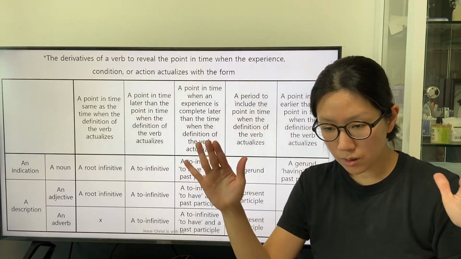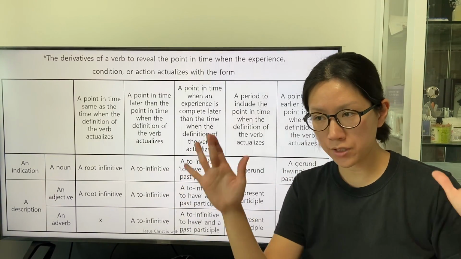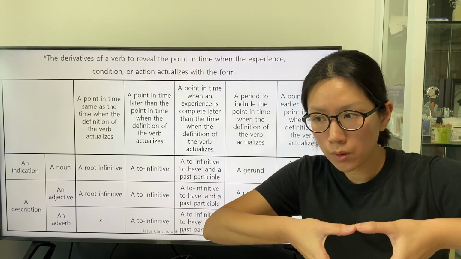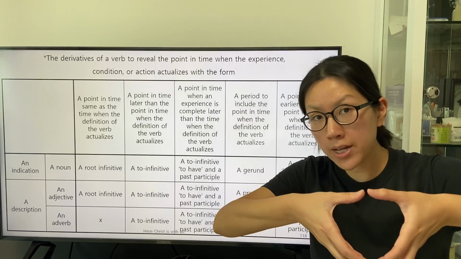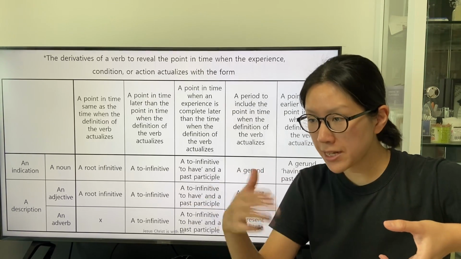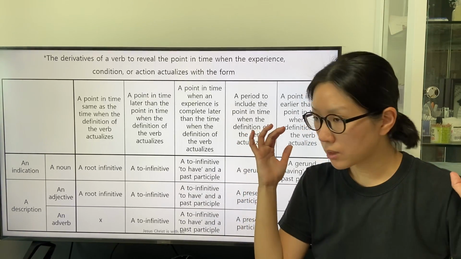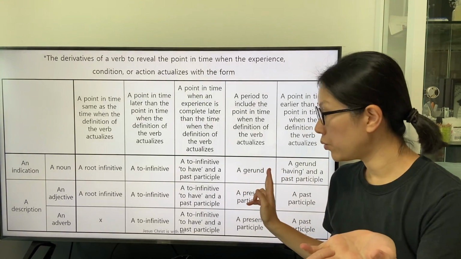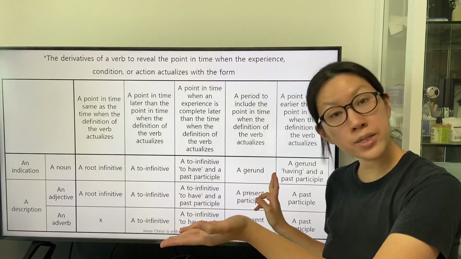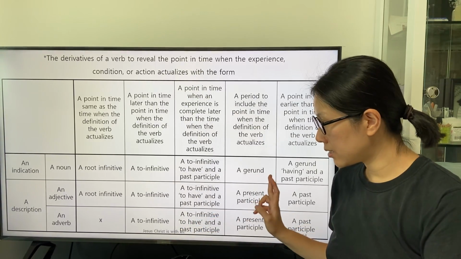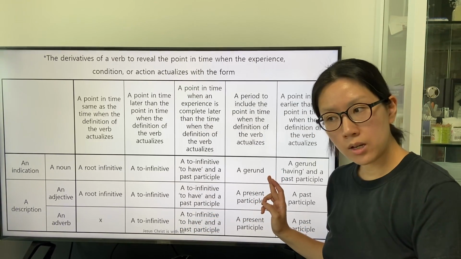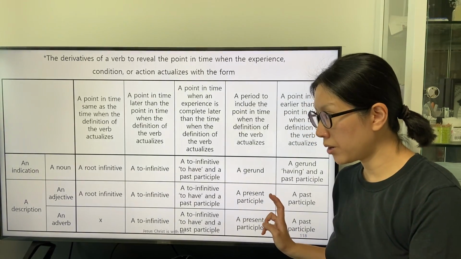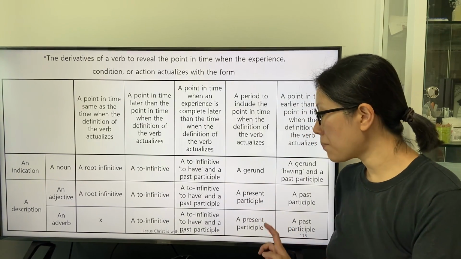This form of a derivative with a body same as the verb and the suffix ing can be applied as an indication with the term gerund, and can be applied as a description with the term present participle.